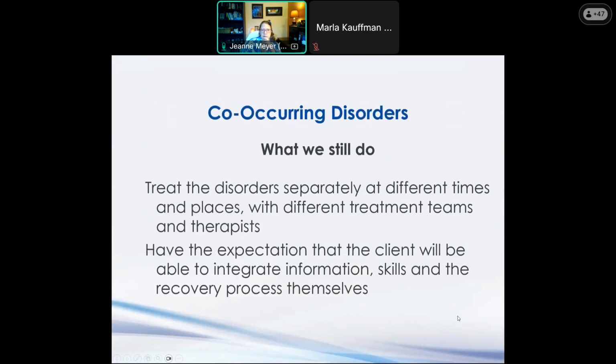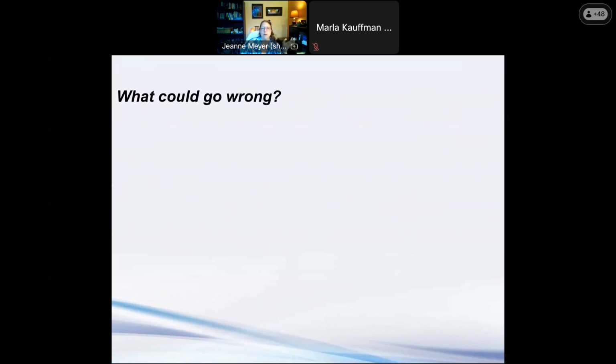So in treating substance abuse and trauma, we still end up treating the disorder separately at different times and places with different treatment teams and therapists. Then we have the expectation that the client will be able to integrate the information, skills, and recovery process themselves. So what could possibly go wrong with that? We as therapists are not able to integrate the substance abuse and the trauma therapy at the same time, but we're expecting the client to be able to.